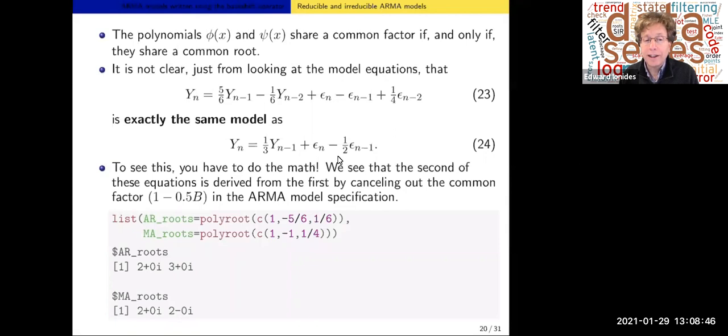You calculate the roots of the AR and the MA in equation 23, and you see that they both have a root of 2. And so that means that 1 minus 1/2 B, 1 minus a half B, is a factor that cancels out in both cases. If you do cancel it out, you get 24. Okay, so we're going to do a little bit more with the backshift operator in using it to investigate a model in part 3, but this is the end of part 2.